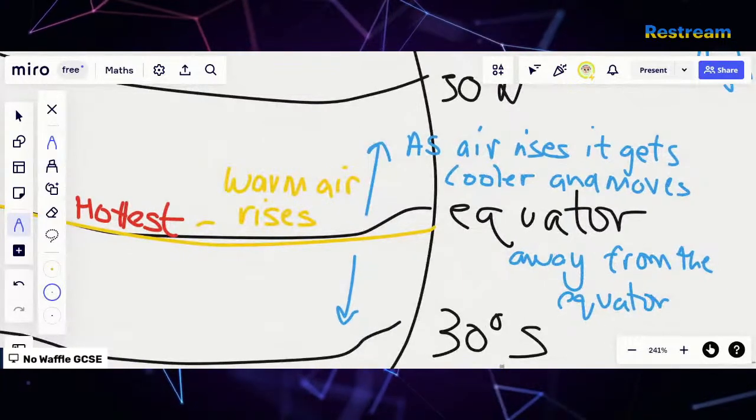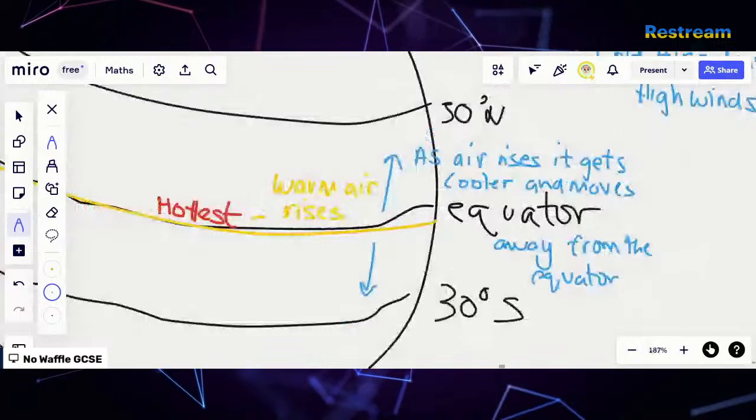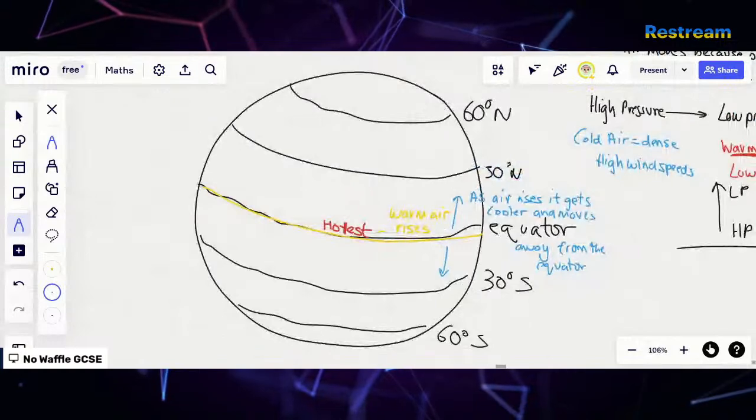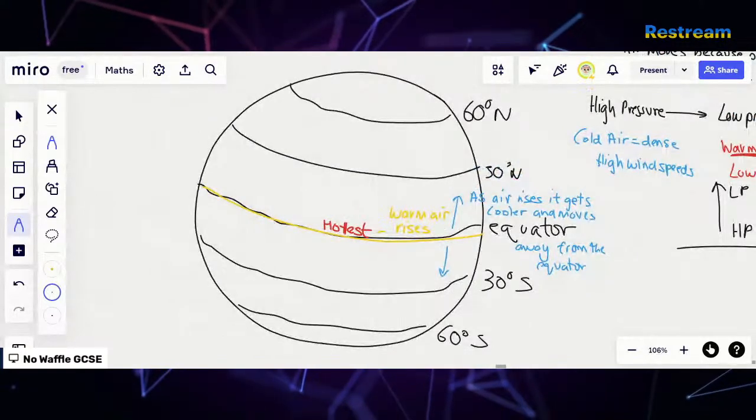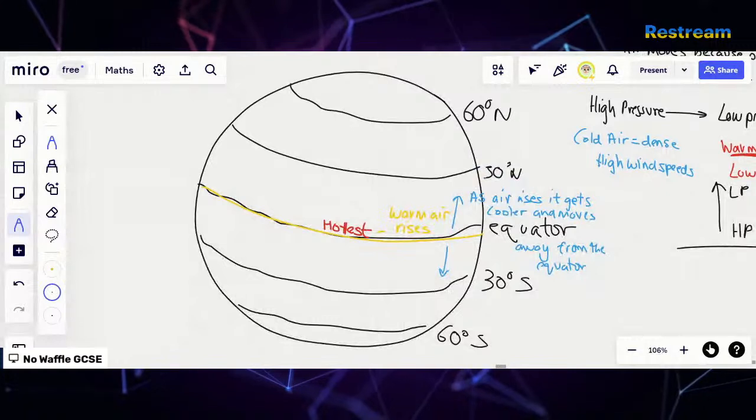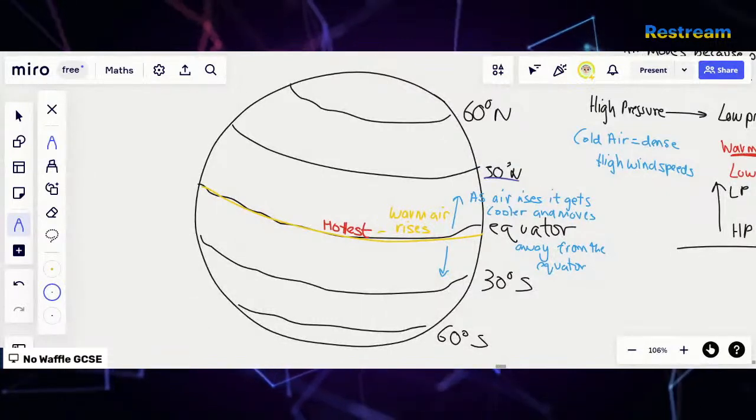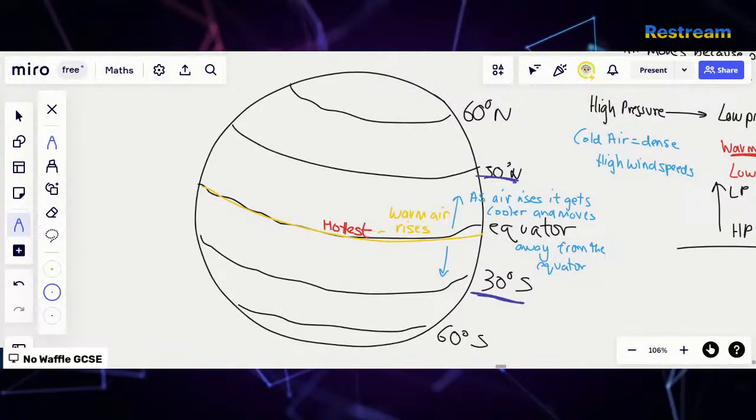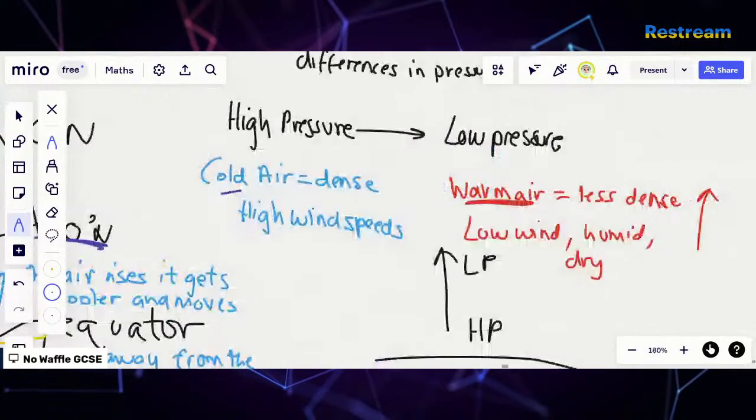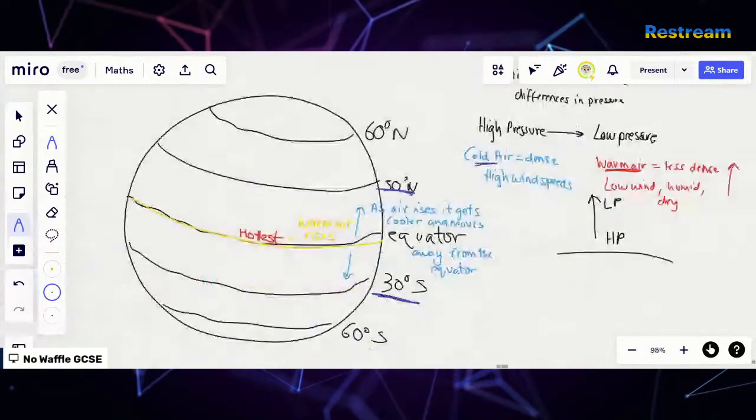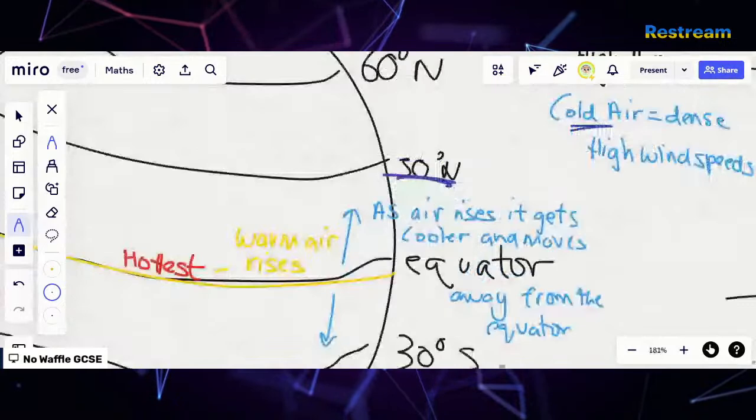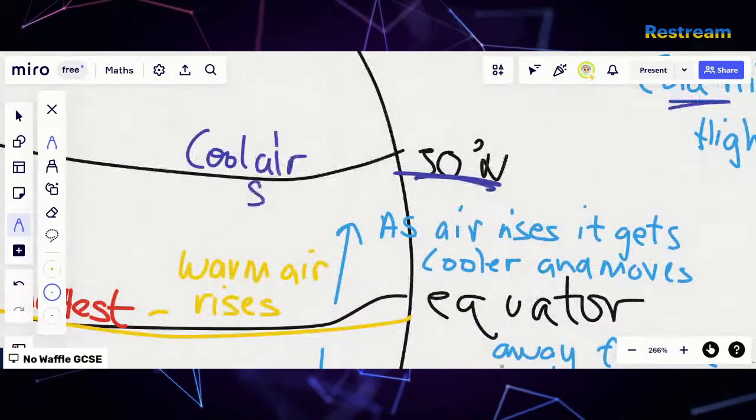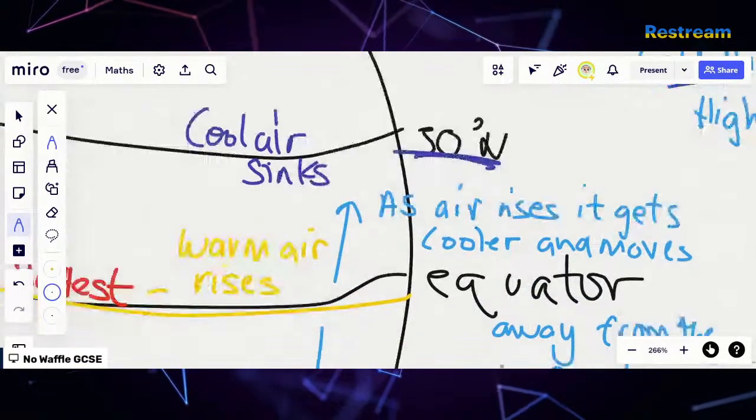Okay. So the warm air is hottest at the equator. It then rises and moves towards the North Pole and towards the South Pole. Approximately 30 degrees north and 30 degrees south of the equator, that cooler air sinks and creates high pressure. So the warm air rises here, and at 30 degrees north, the cool air sinks. And here as well.